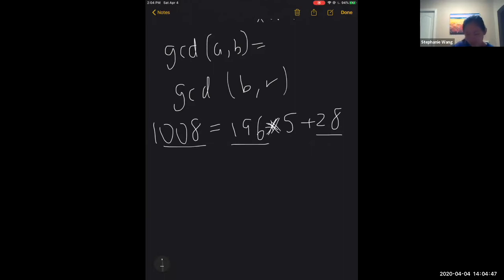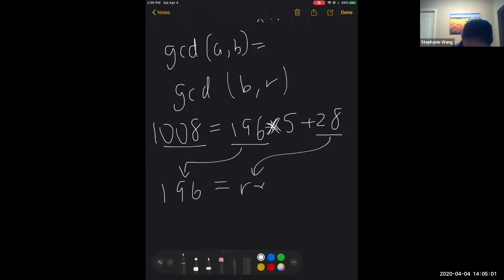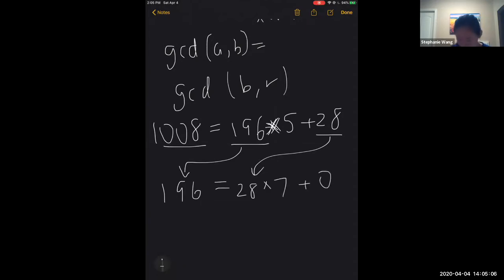Okay. And then it says that the GCD of a and b is equal to the GCD of b and r. So we can move this over here since that's b. 196 equals 28 times 7 plus 0. So this is the new a, this is the new b, and this is the new r. When r is equal to 0, we know that our GCD is going to be the b over here. So the GCD of 1008 and 196 is 28, just like we solved in the previous one.